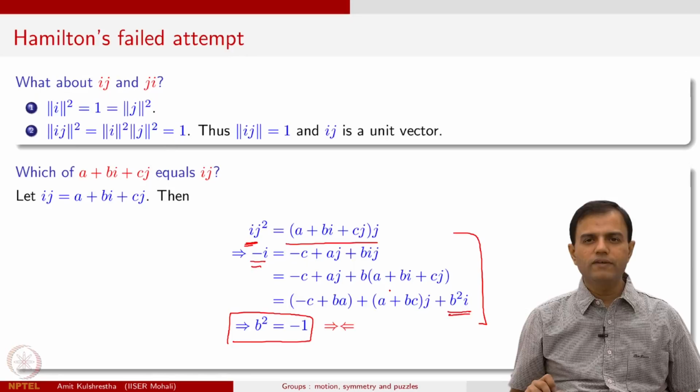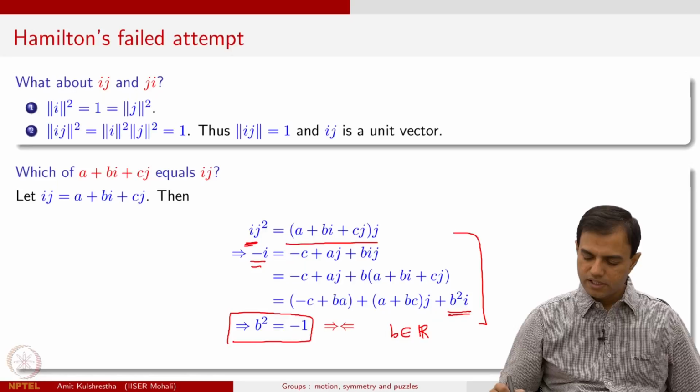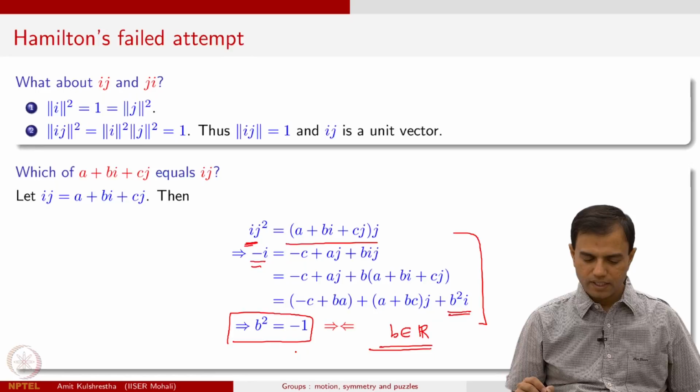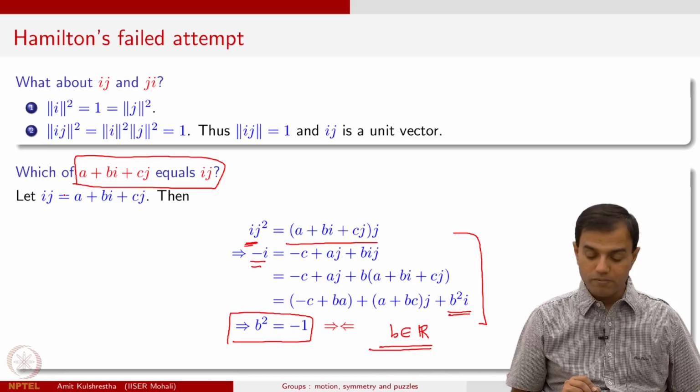So that's also giving some kind of contradiction, because b is a real number and real squares can be positive or 0 only. There is no possibility of a negative number being a square in the reals. So the question remains, probably we should discard the idea that i square is minus 1 and j square is minus 1.